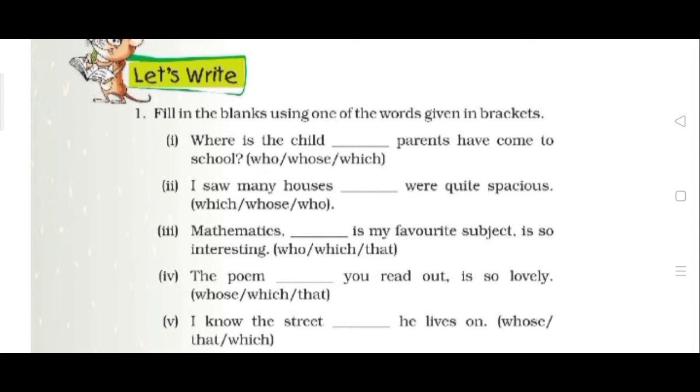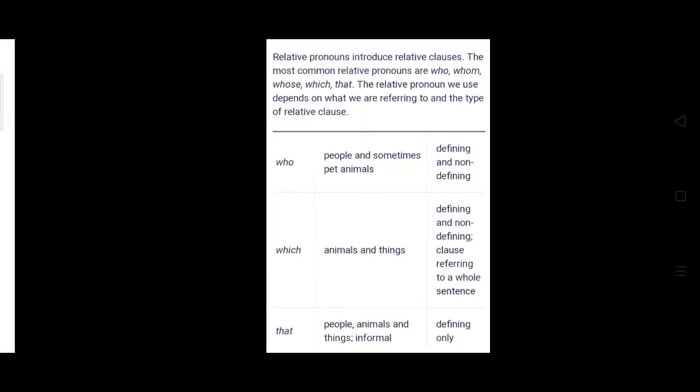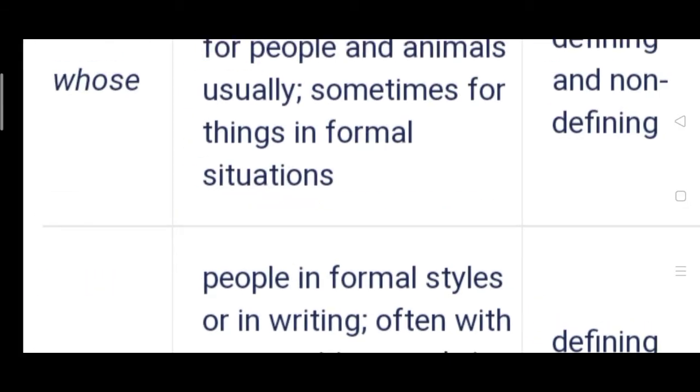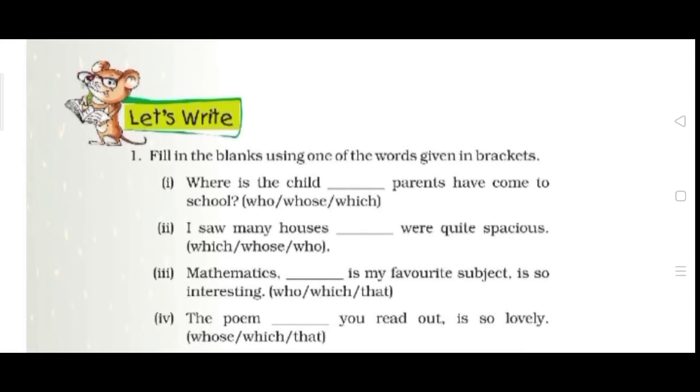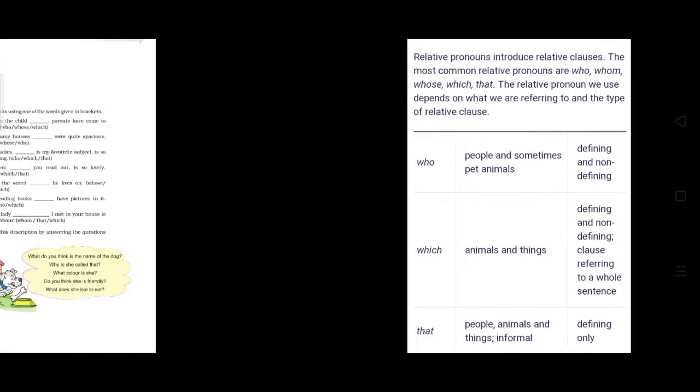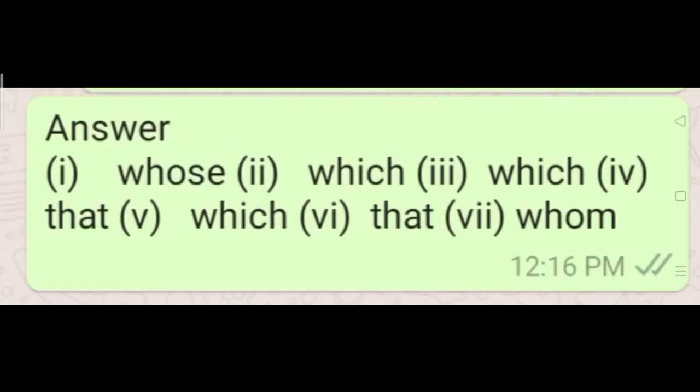So in the first sentence they have given who, whose, which. I already told you which can be used only to refer to animals or things. Here there are no animals. Here they have given the word child and after that parents. So who or whose will come here. My dear students, listen carefully. I already told you that whose mentions possessive. So child whose parents. Okay, here whose is the answer. So the first answer is whose.